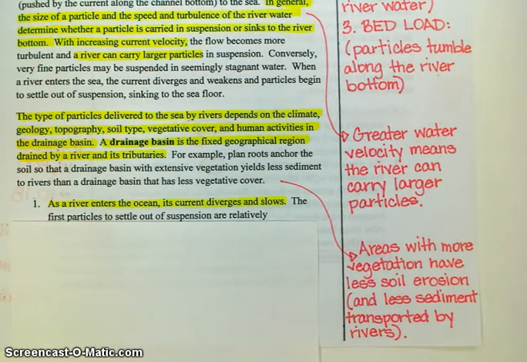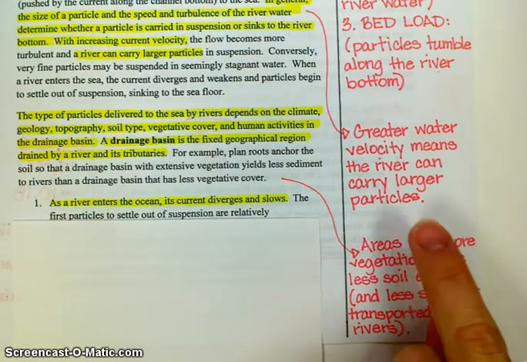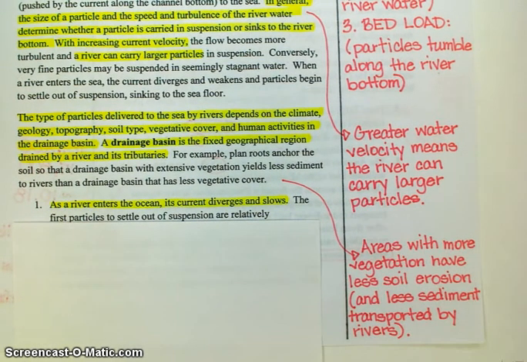All right, number one, as a river enters the ocean, its current diverges and slows. First of all, highlight that sentence. The first particles to settle out of suspension, are they going to be small or large? Well, up here, it says that greater water velocity means that the river can carry larger particles. Well, if the river slows down, the first particles that are going to get dropped are the ones that are the largest. So the first particles to settle out of suspension are relatively large.